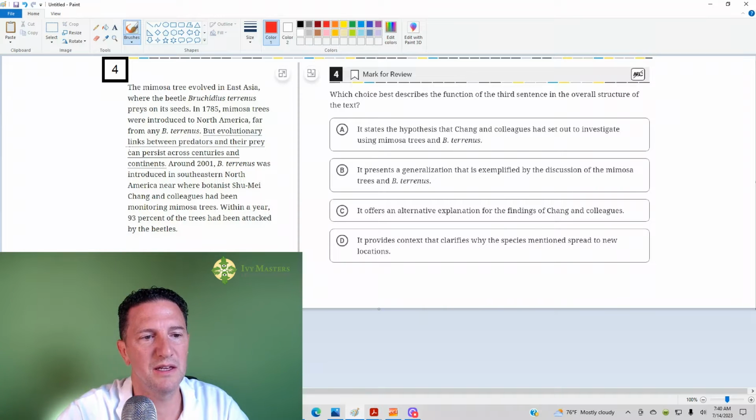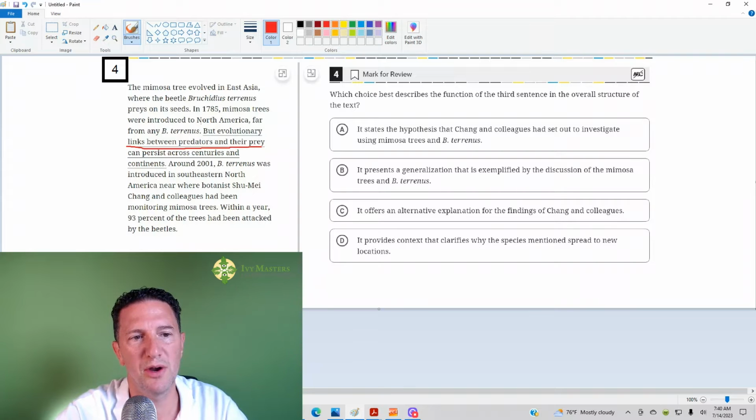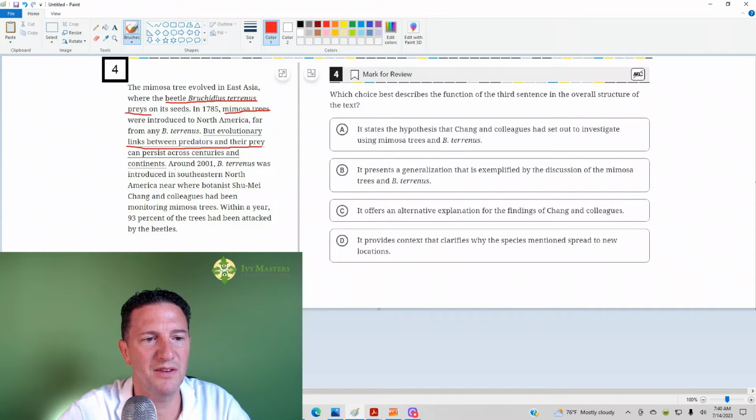Notice it's saying links between predators and prey. It's already established the predator-prey relationship. So we've got the beetle, beetle terrenus. That's the predator. What's the prey? It's mimosa trees. So it says that the beetle preys on the seeds. And then the sentence itself is saying there's a link between the predator and the prey, and that it persists across centuries and continents. So how do we see it persisting across centuries?